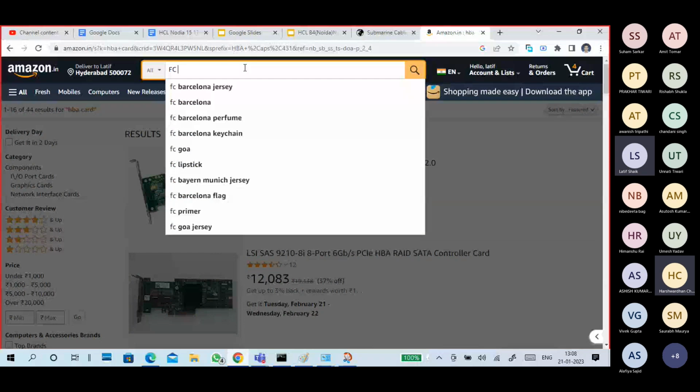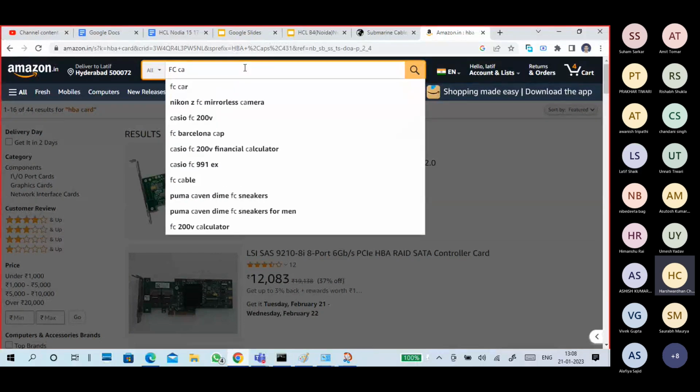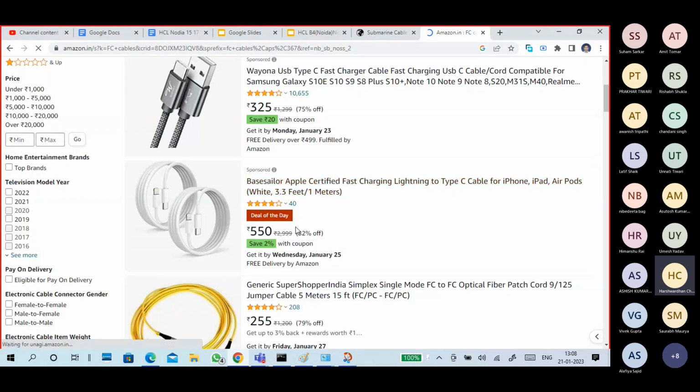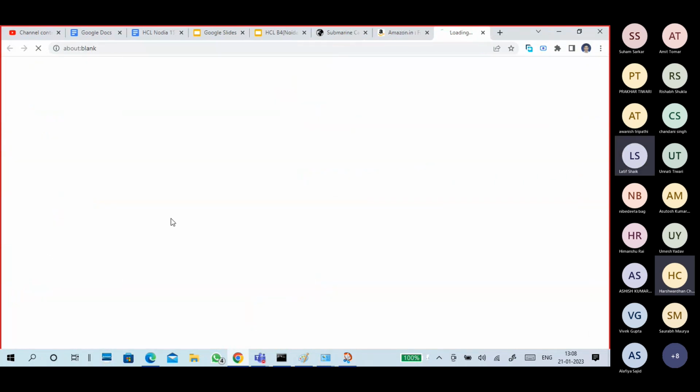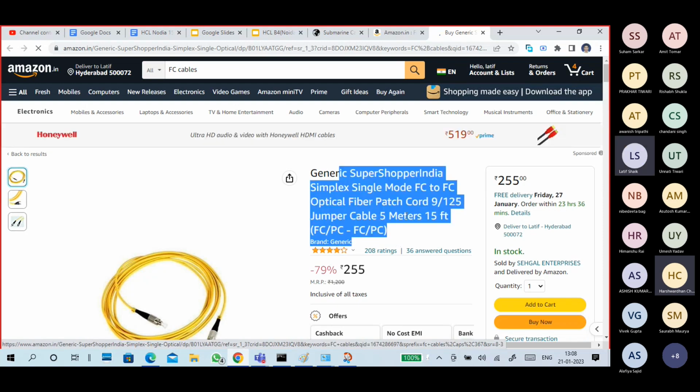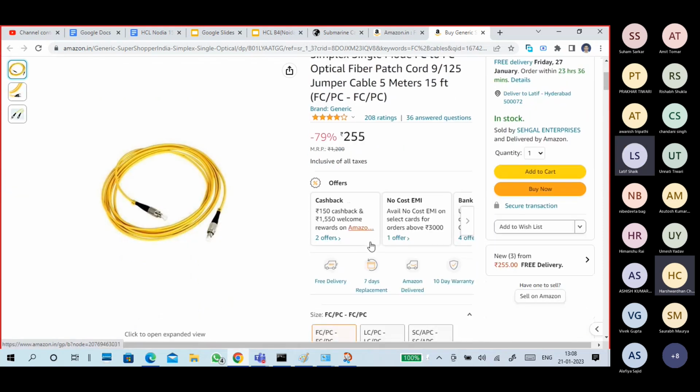First of all, FC cables. So this is the fiber optic cable. You can see. So patch cables, patch cords, fiber optical cables.